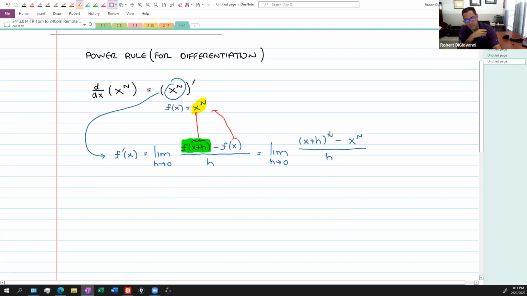Like, how do we do it? So when we look at this first piece, x plus h to the n, that means you're supposed to do x plus h times x plus h times x plus h times x plus h, n times, right? But we don't know what n is, right? We don't know what n is.